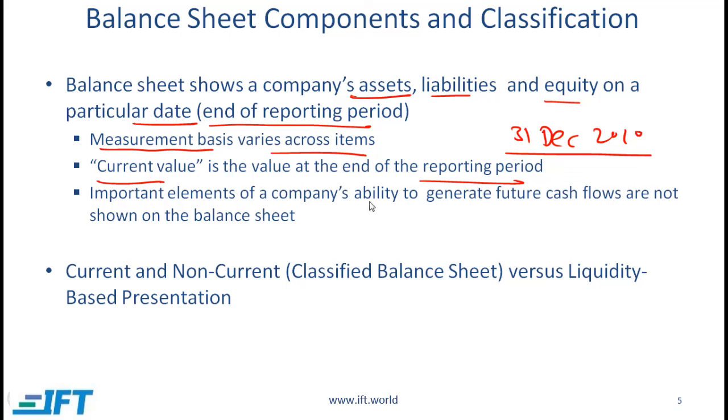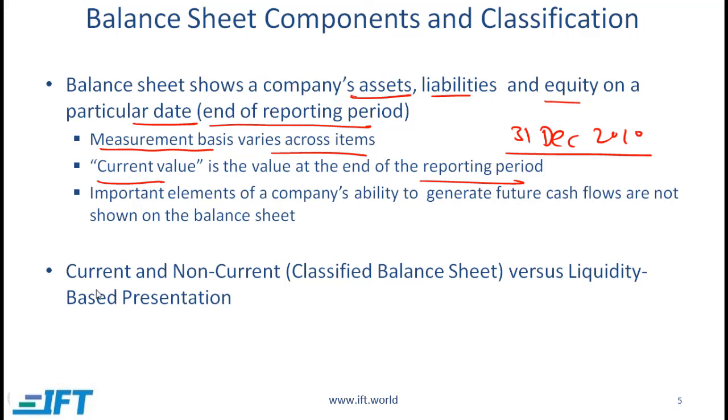Important elements of a company's ability to generate future cash flows are not shown on the balance sheet. If you take a services company such as McKinsey, obviously their value or their ability to generate cash flows comes primarily from the human capital of the company, and elements such as human capital are not shown on the balance sheet. The balance sheet can be presented in different ways.